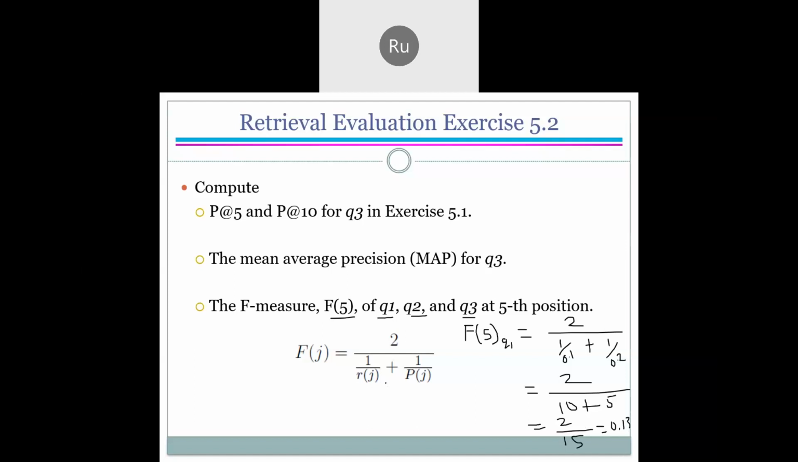Okay, so the idea is to maximize your recall and also the precision, where the whole thing will go up. So the F measure for Q1 is lower. Okay, let's take a look at Q number 2. So this is at position 5, Q number 2.